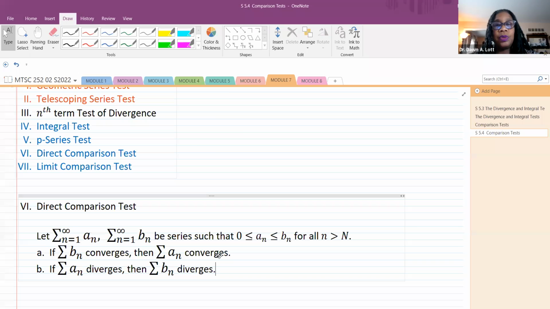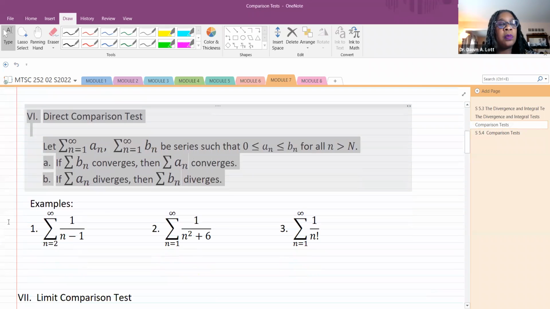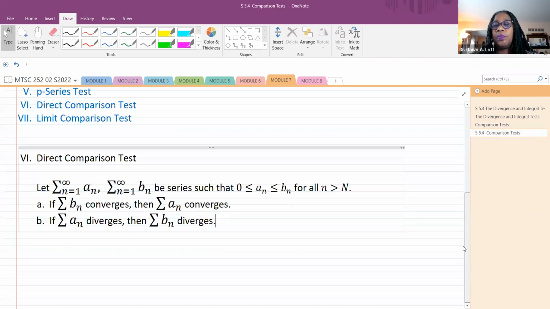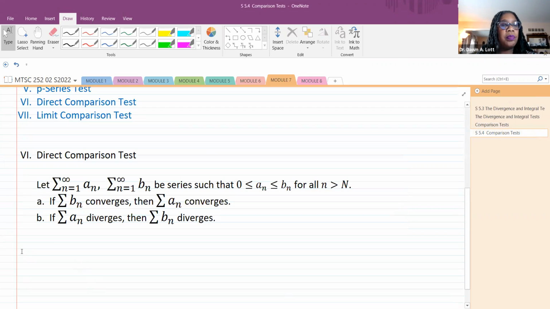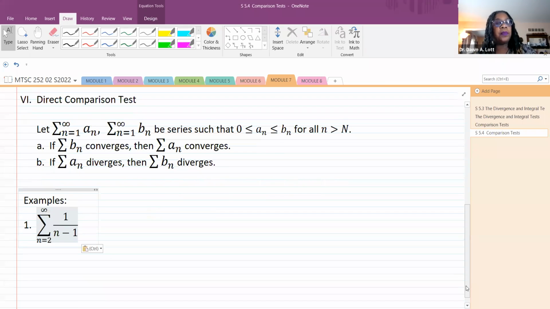So let's do some examples. So here's the first example. The first example is summation 1 over n minus 1. I know it looks weird that we're starting the series at 2, but I cannot start the series at 1 because n equals 1 will give me 0 in the denominator.